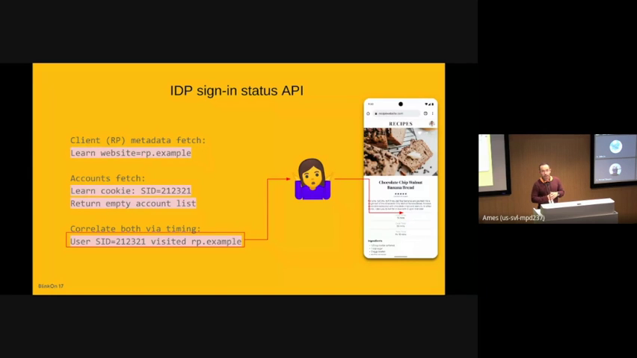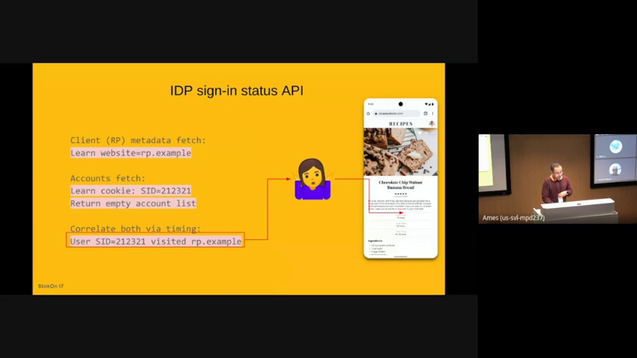So EvilTracker will correlate the fetches that occur close in time, they will match them up. And by doing so, they will be able to guess that the user with the given unique ID has visited rp.example. And even worse, the EvilTracker will be like, okay, I don't have accounts for this user. And so currently, the FedCM API will just not show anything if there are no accounts. So the tracker has now been able to essentially keep tracking the user by using the FedCM API.